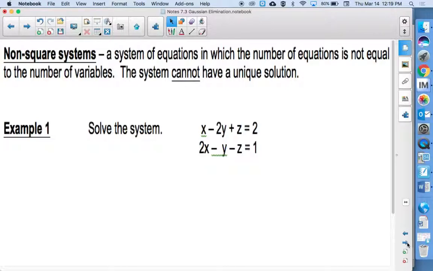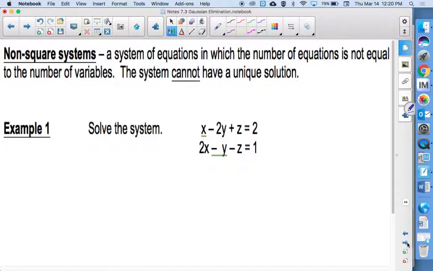So if I don't have 3 equations, there's no way that we can use elimination to eliminate 2 of the 3 variables from the 3 equations. So we can still solve it and get a pattern for the solution, but that pattern will never have one answer. It's going to have infinite. So every non-square system will have infinite solutions. So we're still going to work through it with the same method.